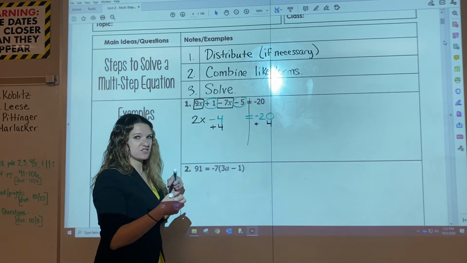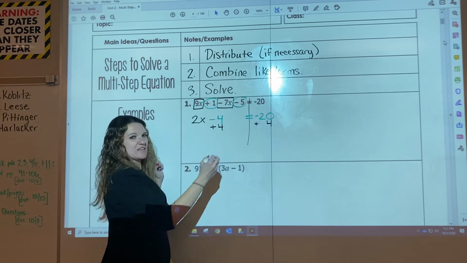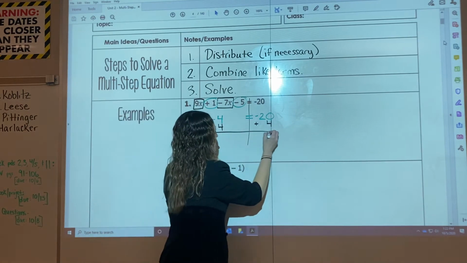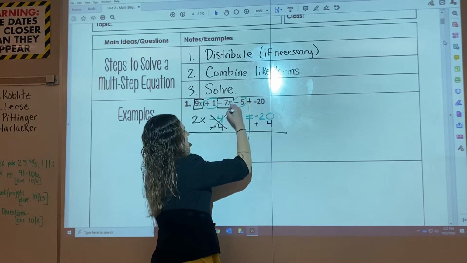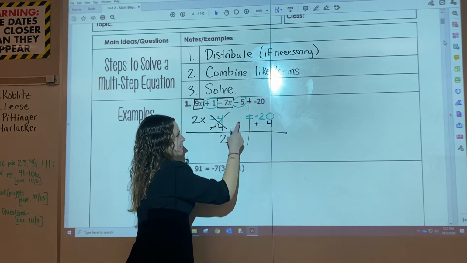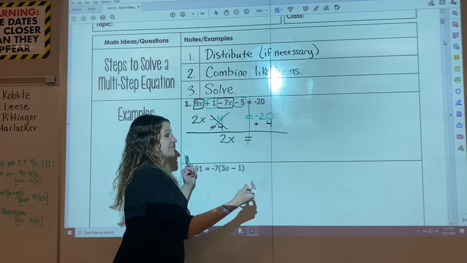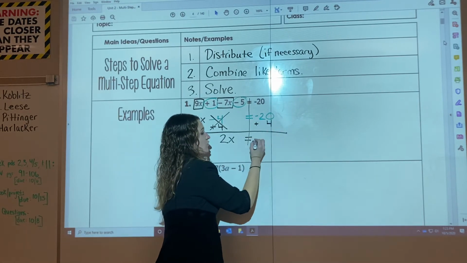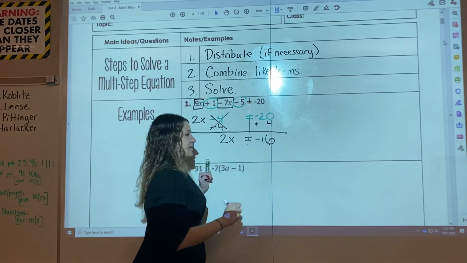This year, a couple kids have started teaching me about this table type thing where we draw our line, and then we get rid of stuff, and I really like that. So I'm going to bring down my 2x, I'm going to bring down my equal sign, and if I take negative 20 plus 4, I'm going to have negative 16.